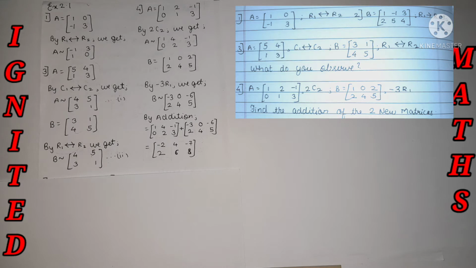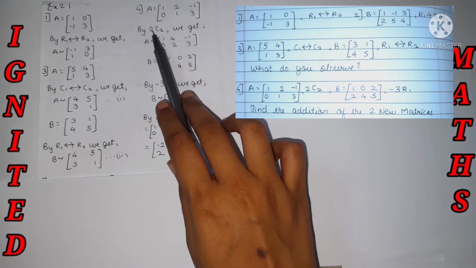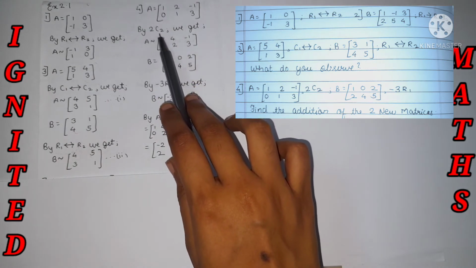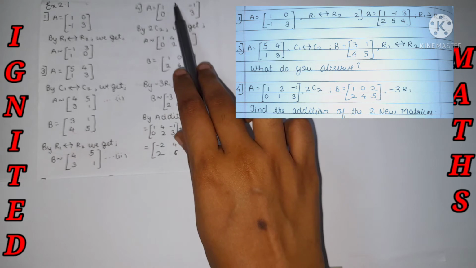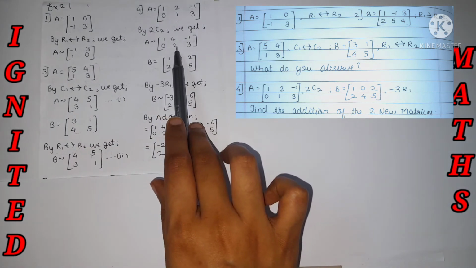Move to the fourth main question. Here the matrices A and B are given, so we need to do certain operations respectively, and A and B are of order 2 cross 3. Let's do the operation and find the addition of the 2 new matrices. Let's get started. They have given the matrix A as 2 cross 3. We need to do the operation on column 2. This is my column 2. Operate column 2 by multiplying it by 2. Yes, we have operated it.